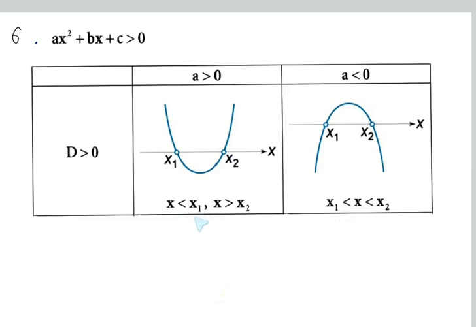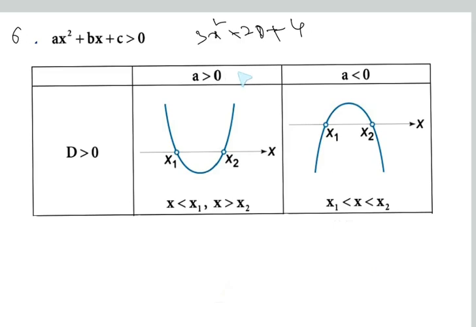X is less than x1 or x is greater than x2. The values always lie outside, not between x1 and x2. So a is greater than 0. If a is less than 0, that means a minus value. For example, 3x square plus 2x plus 3 or 4 something, the discriminant is greater than 0.